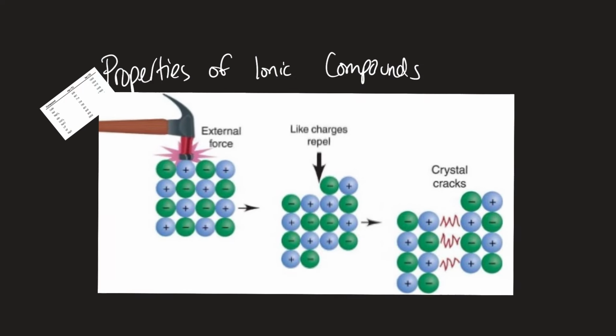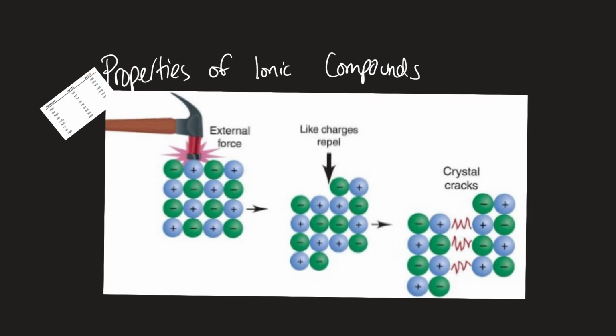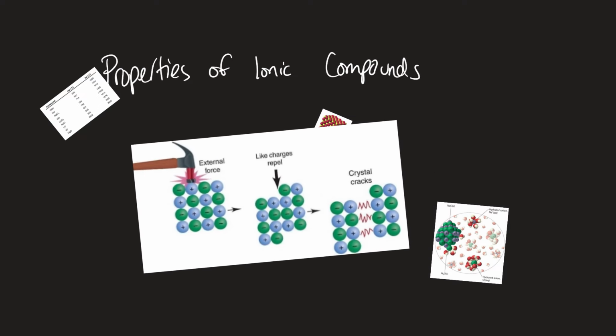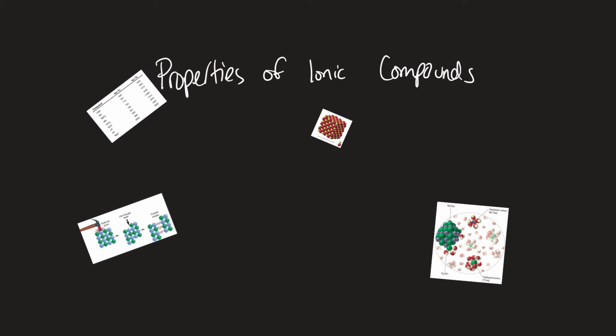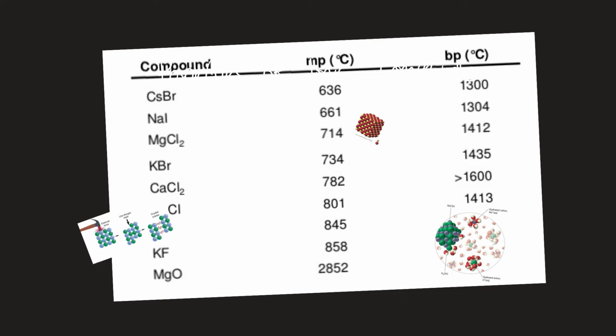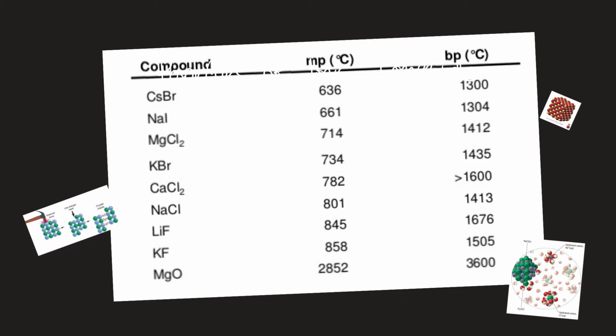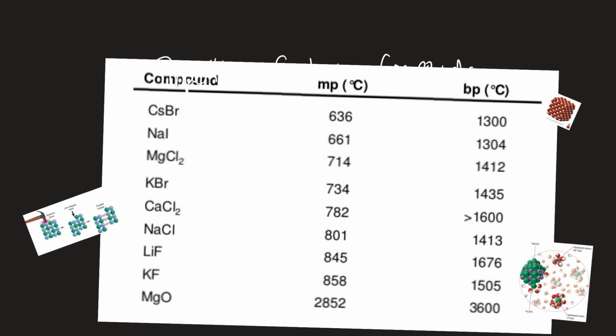Remember, ionic compounds are brittle. They break, and they break due to the repulsions if two of the same type of ions are next to each other. That's where we get our cracks from. And then lastly, ionic compounds typically have very high melting points. That's just a set of important characteristics to know.